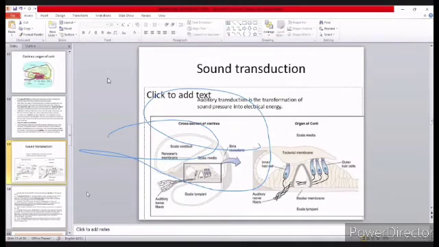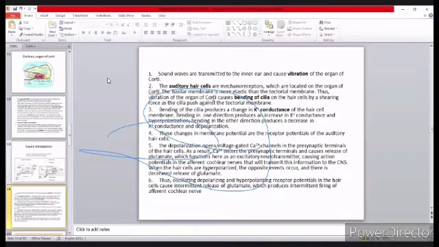So we're talking about the transduction. Sound waves are transmitted via vibrations to the organ of Corti. The auditory hair cells are mechanoreceptors, okay? They get this sound wave and turn it into mechanical energy. That's what they mean. They are located in the organ of Corti.